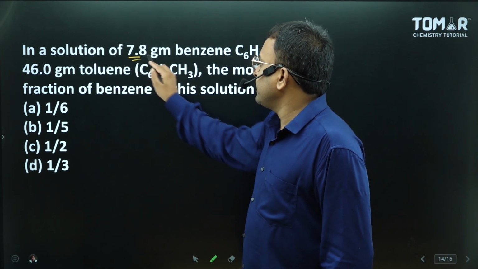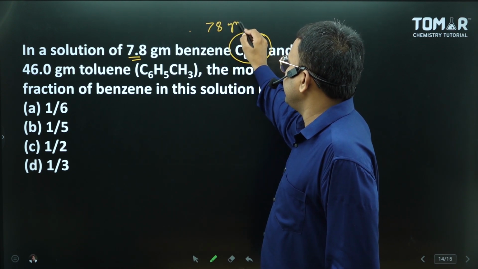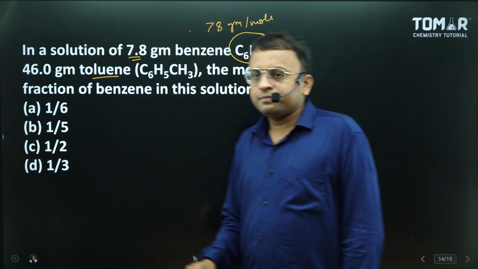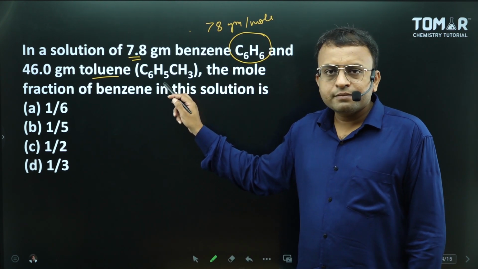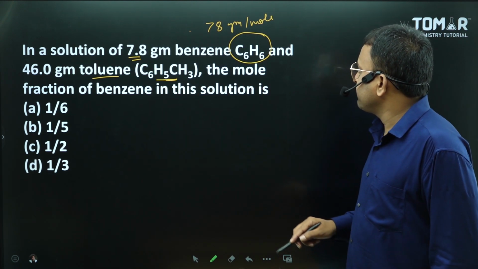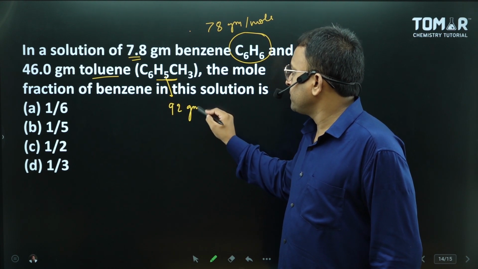In a solution of 7.8 gram of benzene, benzene is C6H6 having molecular weight of 78 gram per mole, and 46 gram of toluene. Toluene is a homologue of benzene, so its molecular weight will be 92 gram per mole.